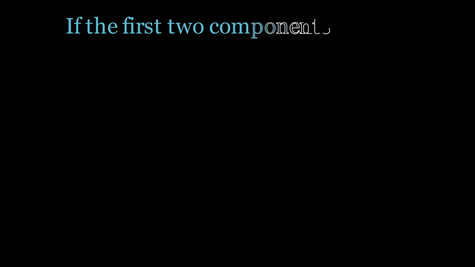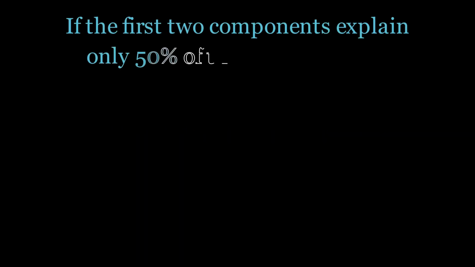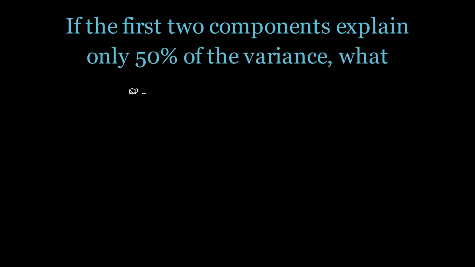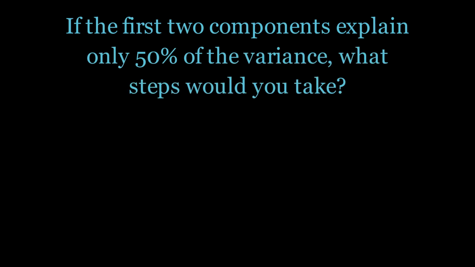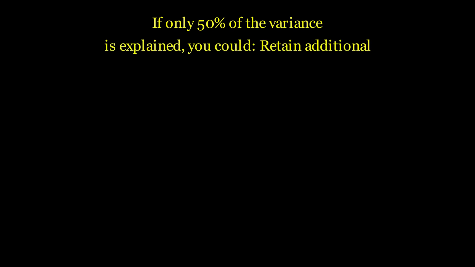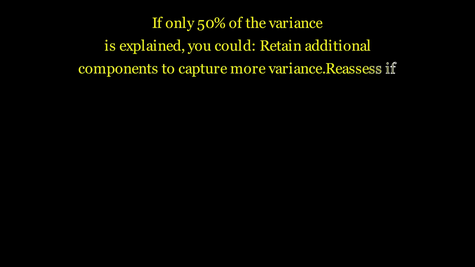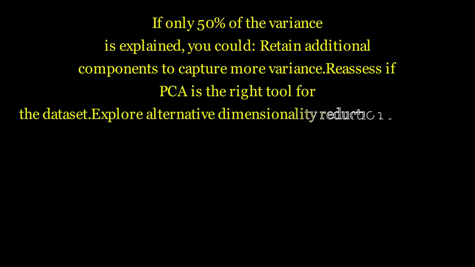If the first two components explain only 50% of the variance, what steps would you take? If only 50% of the variance is explained, you could retain additional components to capture more variance. Reassess if PCA is the right tool for the dataset. Explore alternative dimensionality reduction techniques like t-SNE or UMAP.